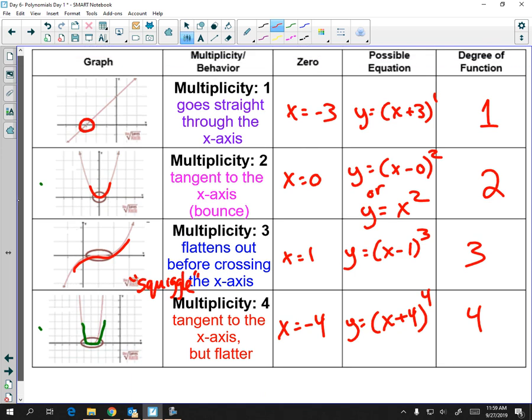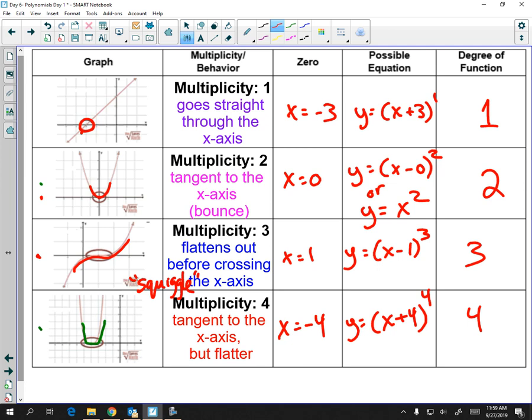Now, you can use the less technical terms of straight through, bounce, and squiggle, or you might notice that multiplicity has the shape of the degree of the function. For example, when you're going straight through, that looks like a linear function, which is a degree 1. When you're tangent, that looks like a quadratic function, which is a degree 2. When you have a squiggle going on, squiggles look like cubic functions, which is a degree 3, so a multiplicity of 3.